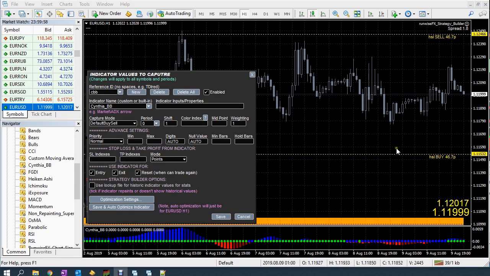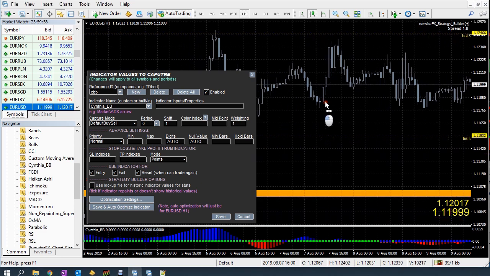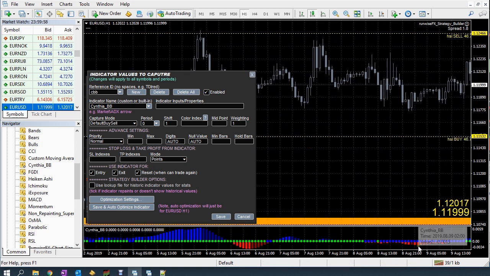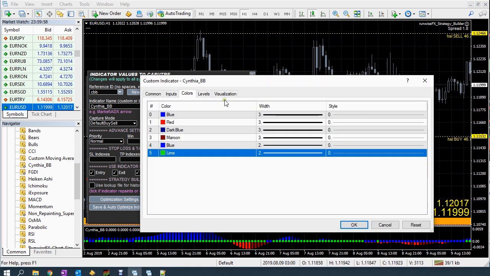Okay, so the next kind of indicator we're going to look at is like a histogram. With this one you've got a bright blue, a dark blue, and then a bright red and a dark red. We won't worry about the dots just for the moment. If you look at the indicator properties, as you could expect, you've got the different colour indexes for those colours. So we've got the bright ones first, and then the dark ones, 2 and 3 there.